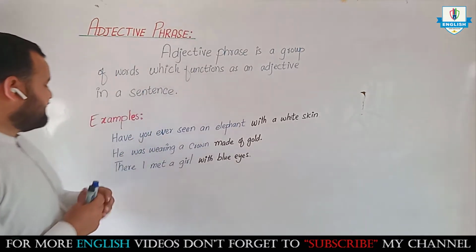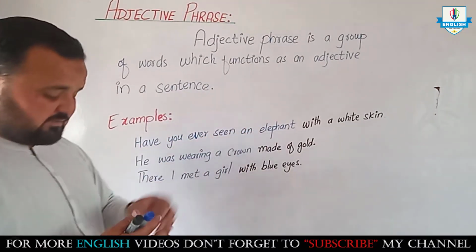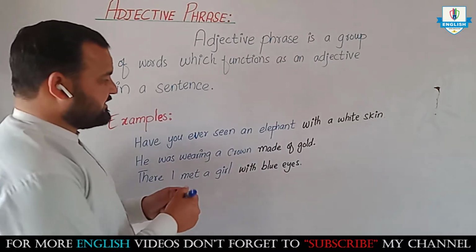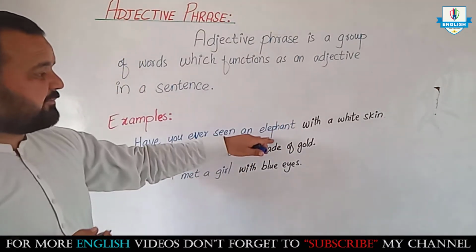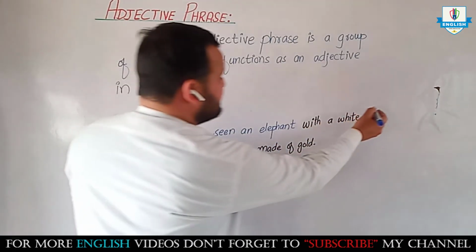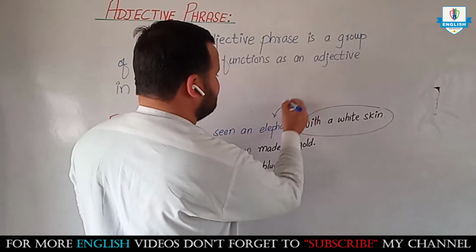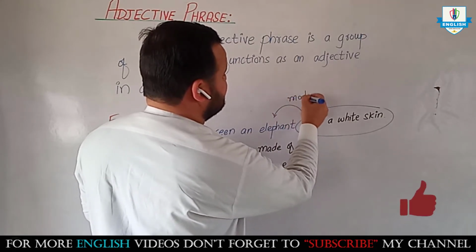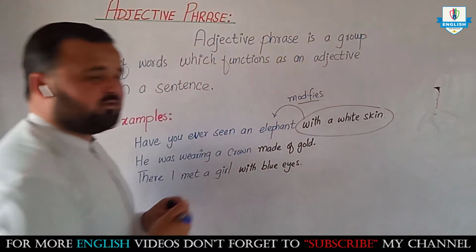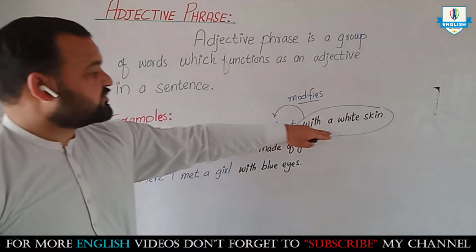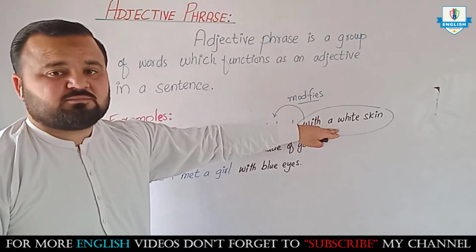Let's see the example. Example first, have you ever seen an elephant? We have a complete sentence. Have you ever seen an elephant? This group of words modifies, means add something with the noun. So this group of word is working as an adjective. So this is adjective phrase.